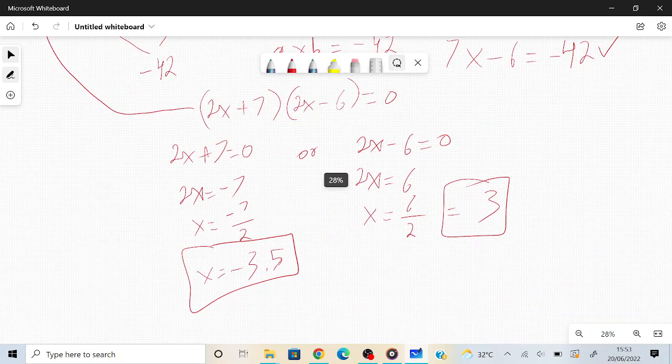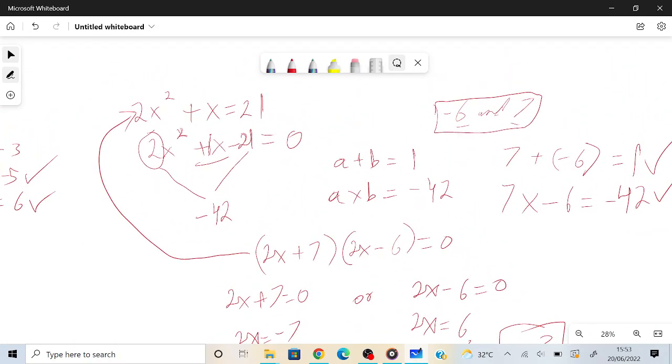And as stated previously, you can put these two values into this equation or into this equation, either one of the two, and they would still give you the same value.